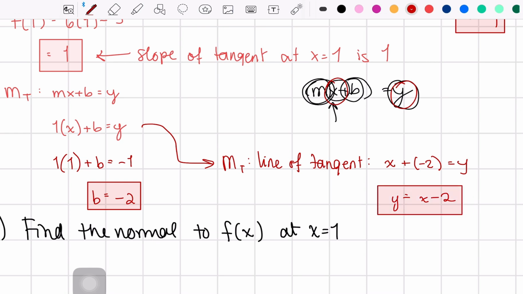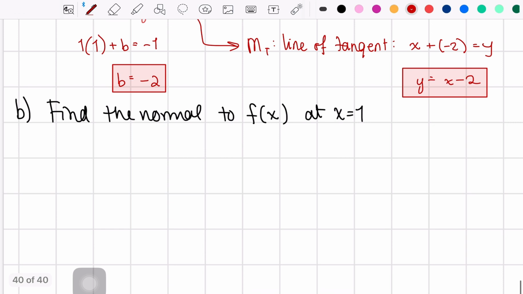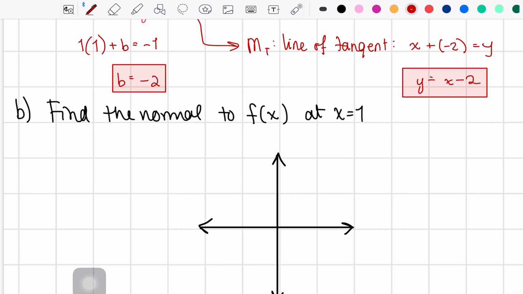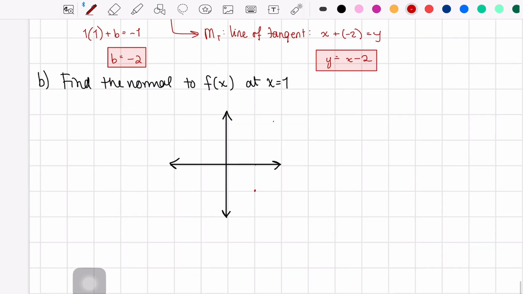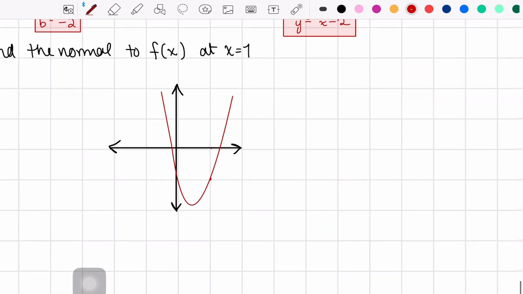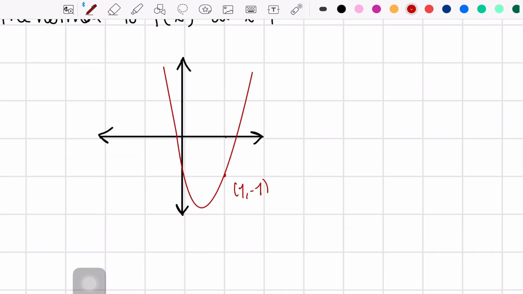Now, moving on to part 2. Find the normal to f(x) at x equals 1. So now we're still in the same problem. We still have this parabola, and we have a point out here, (1, -1). This is one of our points. If you just sketch a quick parabola right here, we'd get something like this. Maybe I'm trying to get it on the curve. Okay, let's pretend this is good. All right, so this is our (1, -1).